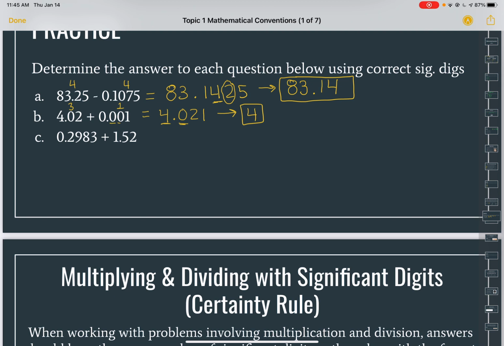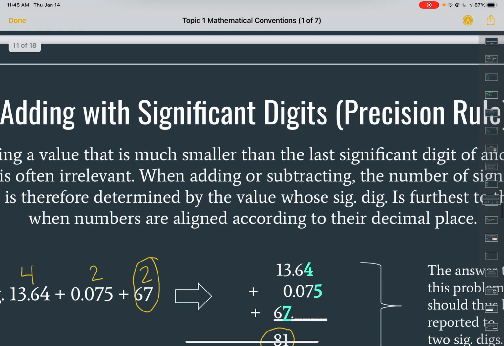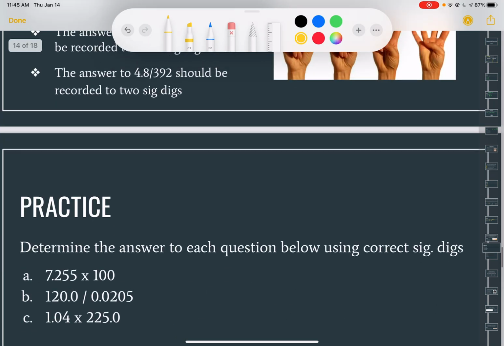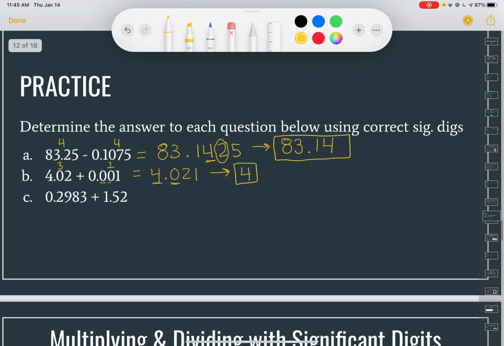So really, adding that 0.001 literally did nothing. And that's what it said over here, that sometimes when you add a small number, it's really irrelevant. It's not going to be helping in any way. The last one here, 0.2983, has 4 significant digits, and this one has 3. So our answer has to be rounded to 3 significant digits.